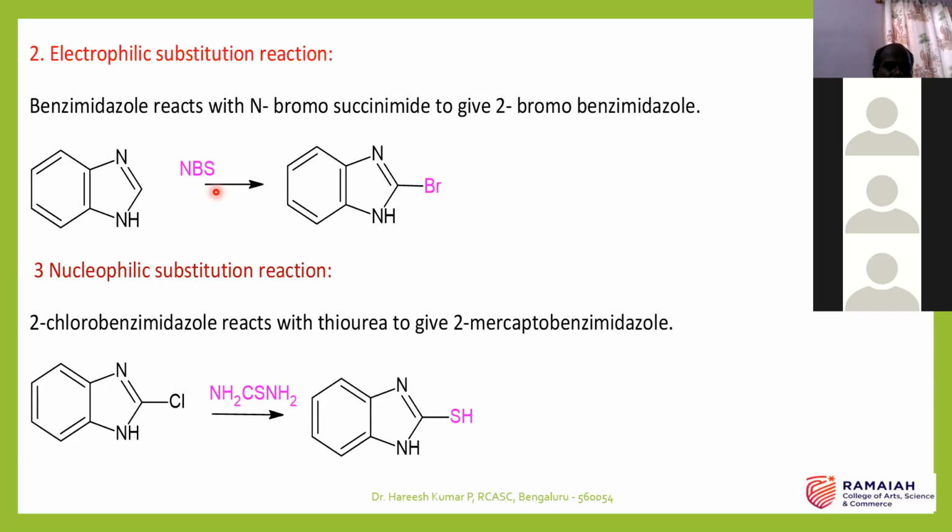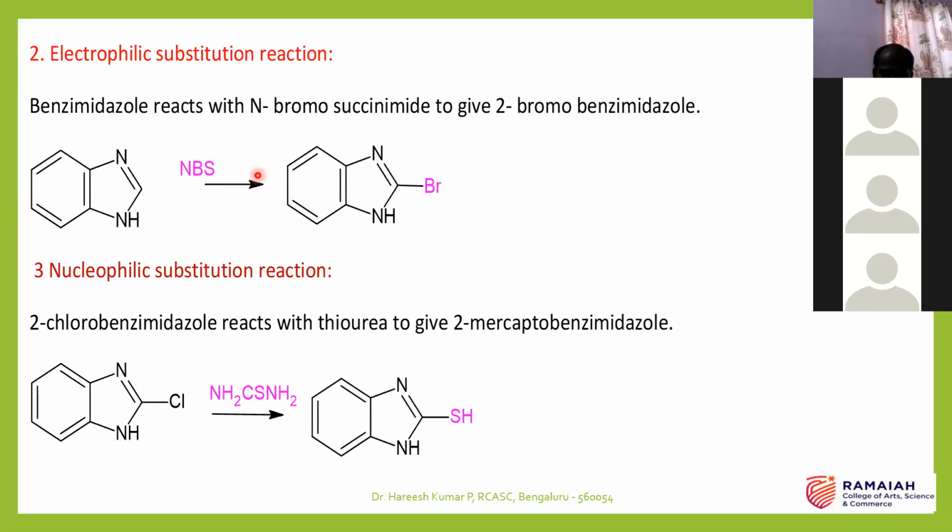Of course, what will happen? Since this position is active towards electrophilic substitution, Br will add to the second position, forming a product. Maybe you can also write the mechanism for conversion of benzimidazole to 2-bromo-benzimidazole. Then nucleophilic substitution reaction. This is an example of electrophilic substitution, and here I'm taking only NBS.